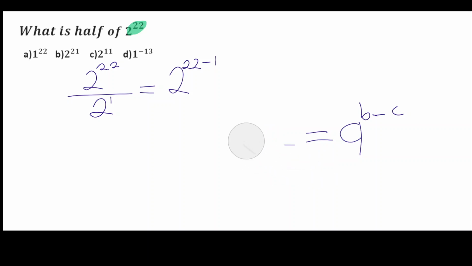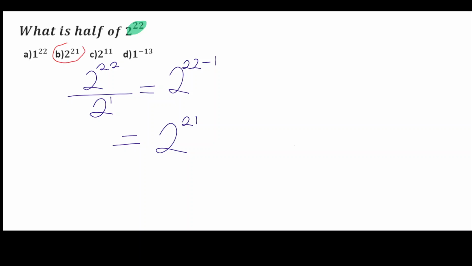So I have 2 to the power of 22 minus 1. So the final answer is 2 to the power of 21. So all I just need to do is pick 2 to the power of 21, which is option B. So let's move to the second question.